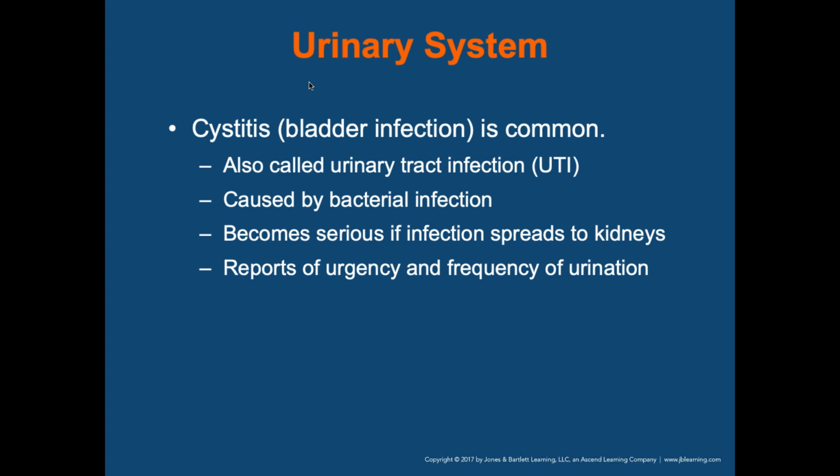Cystitis, or a bladder infection, is very common. It's also called a UTI. We talked a lot about UTIs a little bit earlier. It's caused by a bacterial infection that comes through the urethra up into the bladder, which becomes serious if the infection spreads to the kidneys. That's when we start getting our urosepsis.